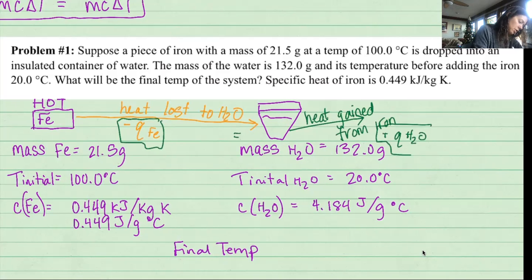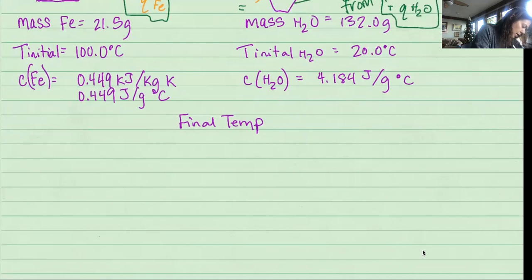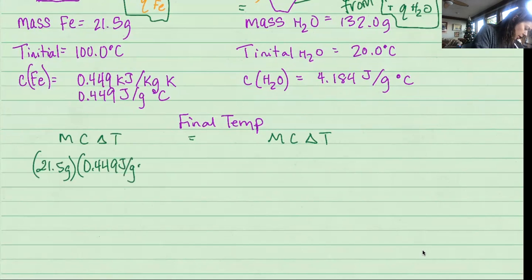but opposite in sign. So we've got mc delta T for the metal equals mc delta T for the water. The mass of the metal is 21.5 grams. The specific heat is 0.449 joules per gram degrees Celsius. The change in temperature is the T final minus the initial, which is 100.0. We are solving for T final.